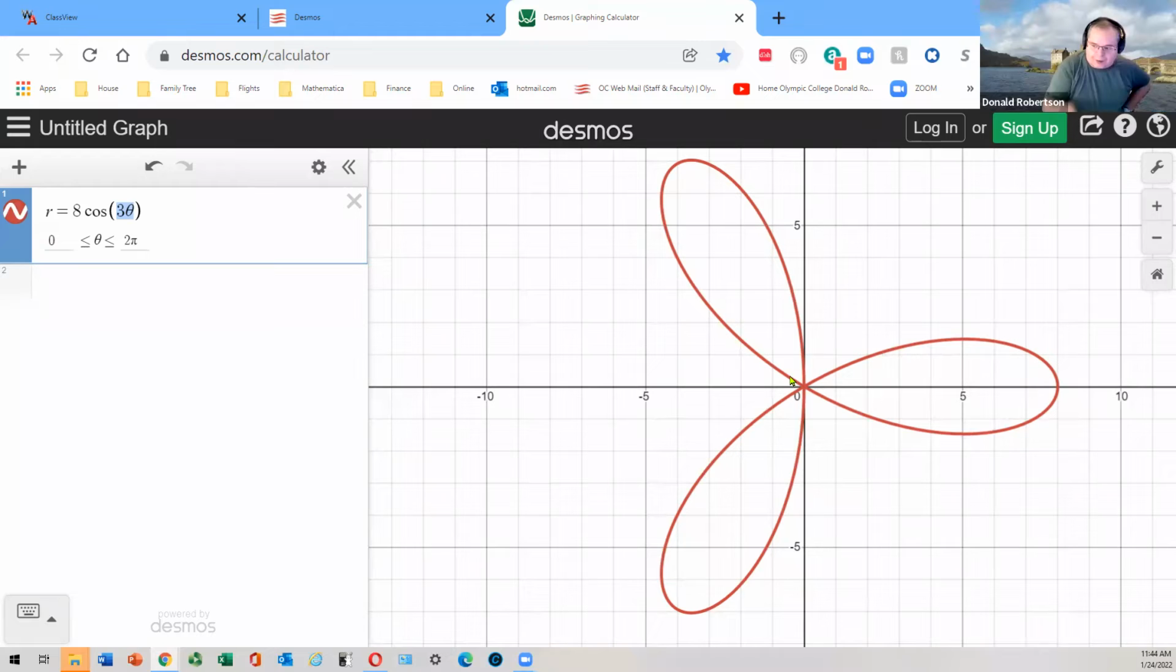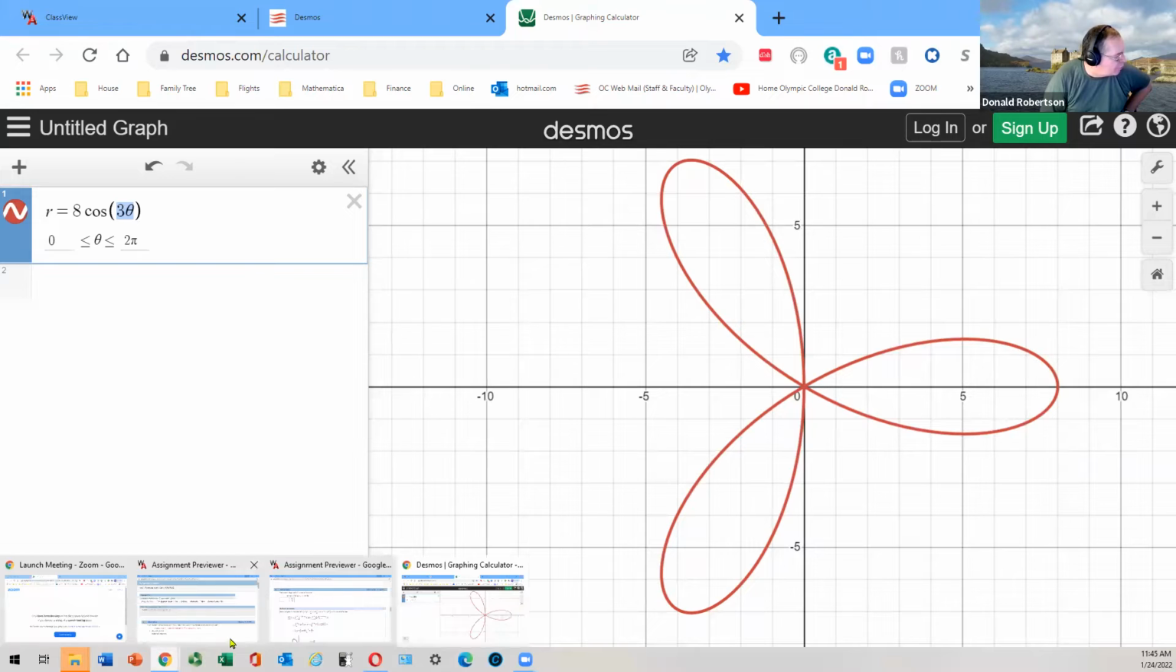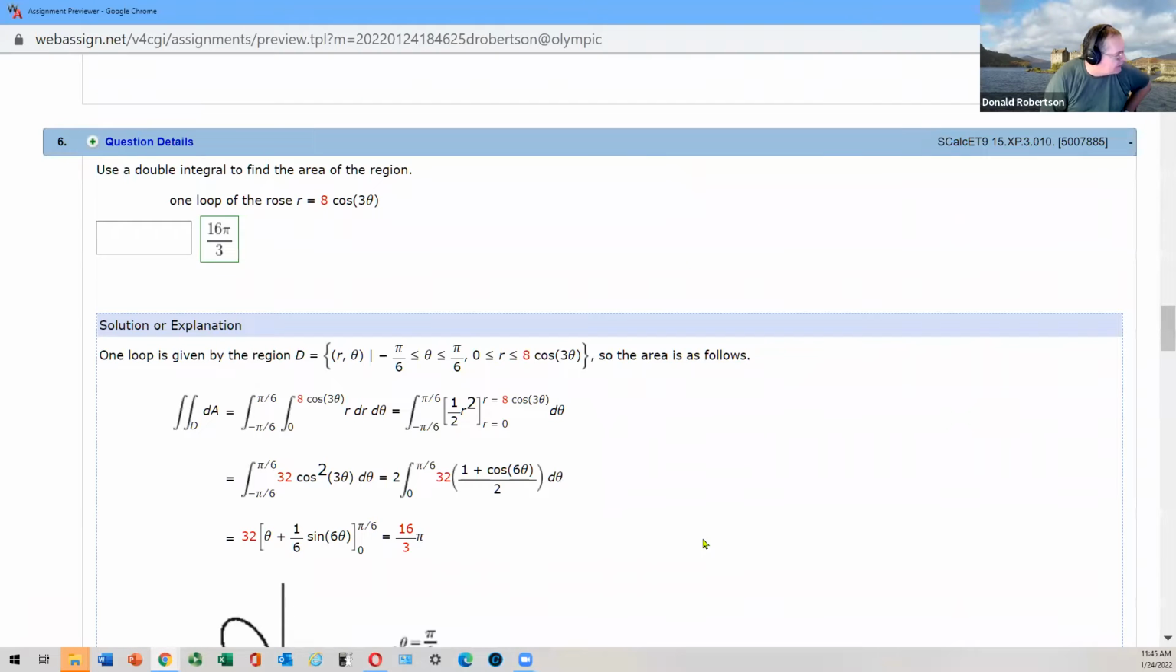Oh, 2 pi and 2 pi would loop round the circle. That wouldn't give me 1 petal. We have to do whatever that angle there is, right? And we have to do whatever that angle there is. That's the problem. So what is that angle going to be?